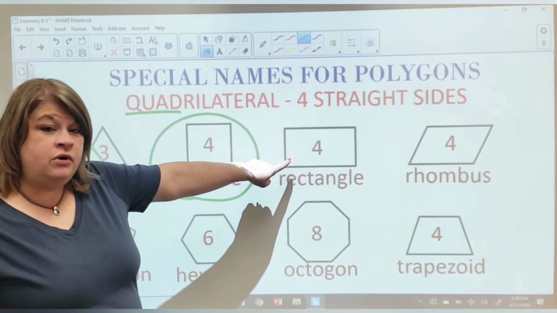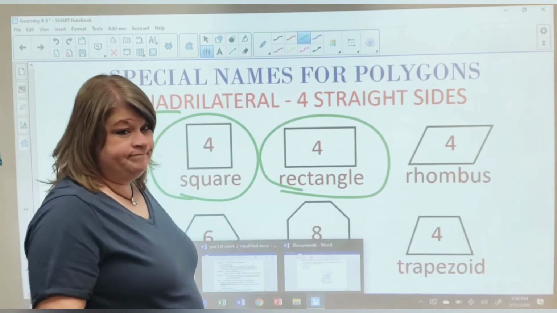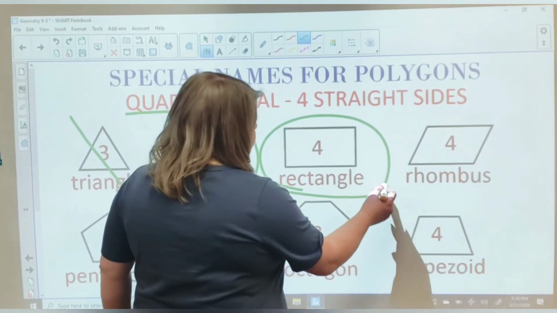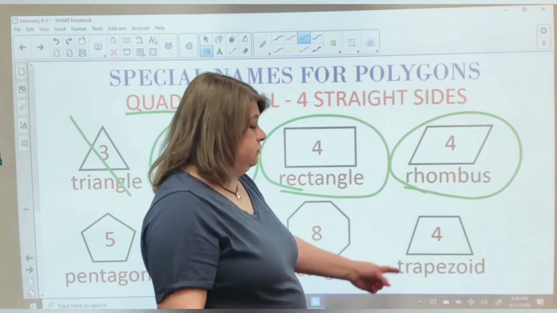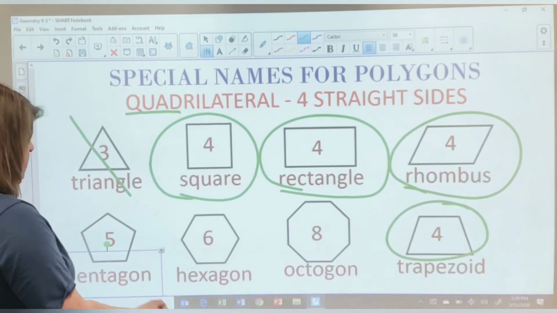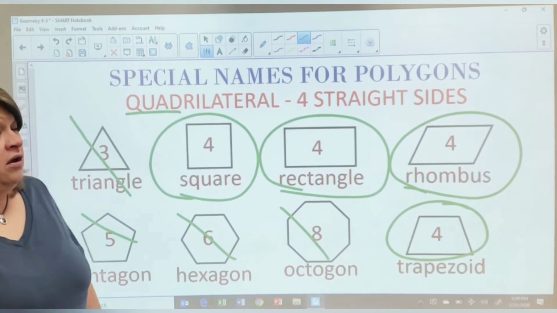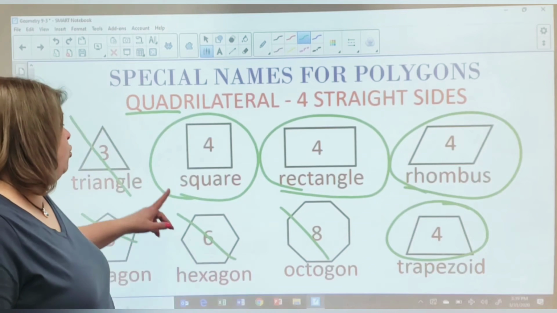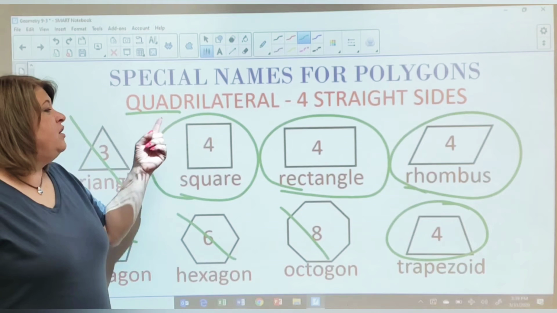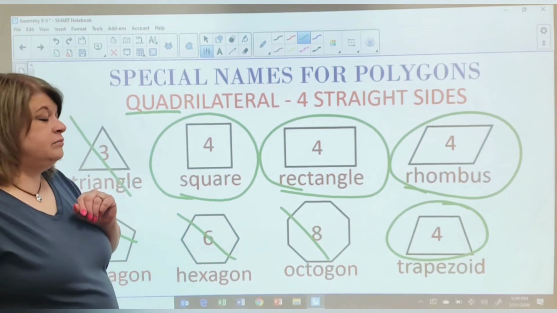Is this a quadrilateral? Yeah, you're right, it is. It's a 4-sided polygon. Is this a quadrilateral? It's a 4-sided polygon. Well, I don't even have to think much about these guys because they don't have 4 sides. 4-sided polygons are called quadrilaterals. So remember what quad means. Quad means 4. So if it's a polygon with 4 sides, it's a quadrilateral.